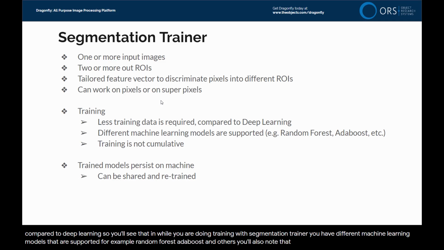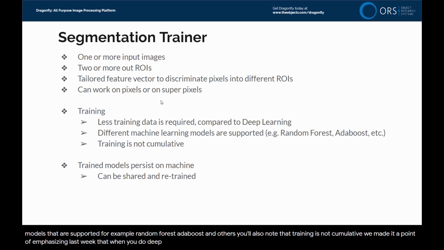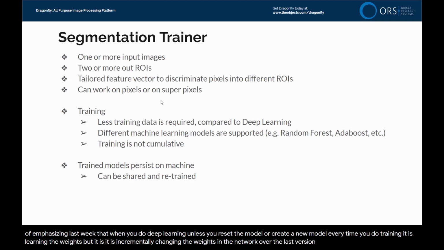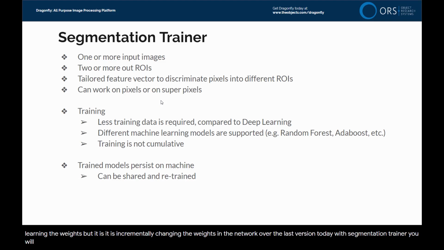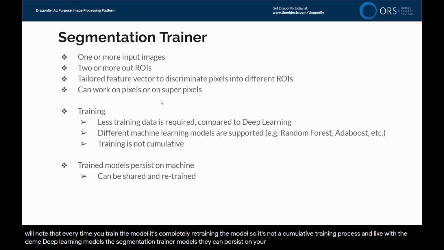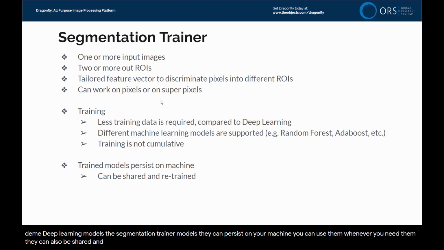You'll also note that training is not cumulative. We made a point of emphasizing last week that when you do deep learning, unless you reset the model or create a new model, every time you do training, it is training on top of a trained model. That is, it is incrementally changing the weights in the network over the last version. Today, with Segmentation Trainer, every time you train the model, it's completely retraining the model. So it's not a cumulative training process. And like with the deep learning models, these Segmentation Trainer models can persist on your machine. You can use them whenever you need them. They can also be shared and retrained with other data.